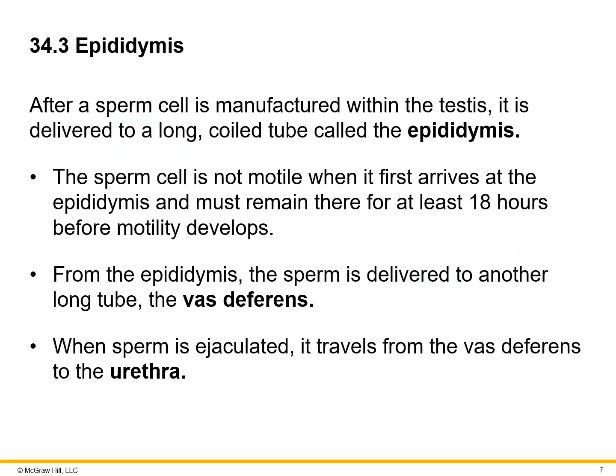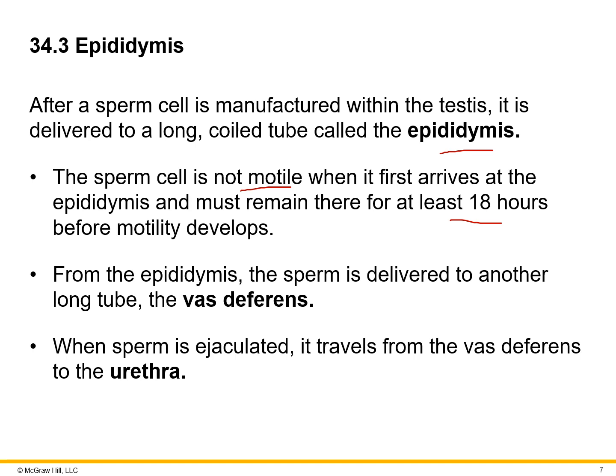Now the epididymis that we mentioned a little earlier. After those sperm cells are formed, they move down that long tube called the epididymis. The sperm cells are not motile when they first get there, so it takes about 18 hours before the flagella, or the motility, is developed. So it kind of hangs out there.